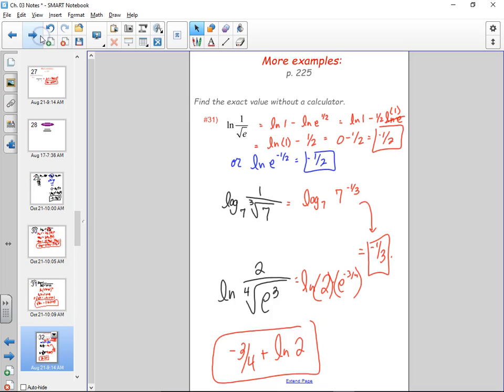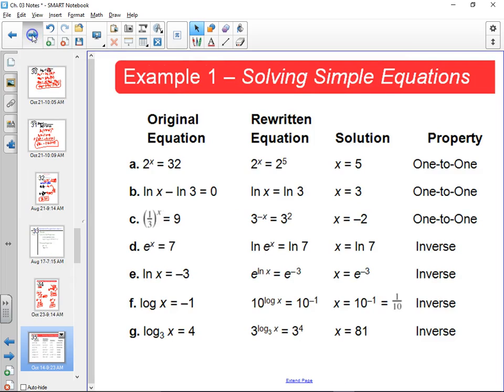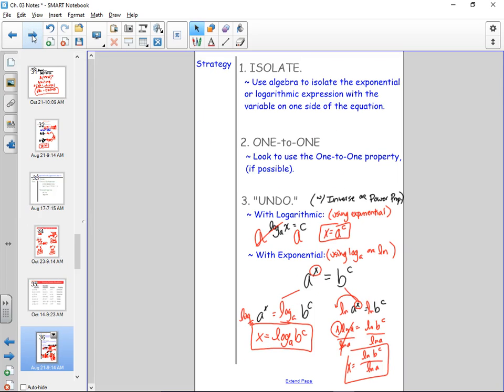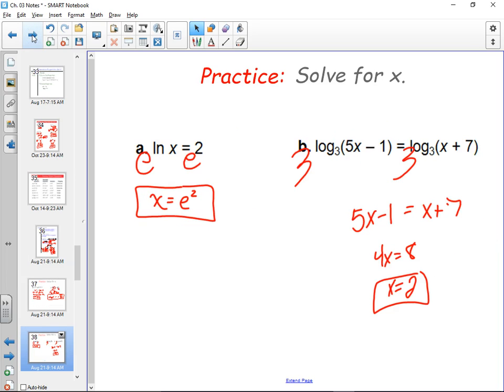Okay. Section 3.4. Ugh. That was all review. No big deal. Where did it get weird? Not really there. Not really there. Didn't it just get weird in the problems?